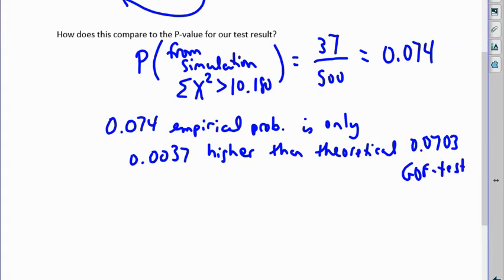So simulations are another great way to compare and test the situation to see if you have evidence that something should be rejected. But in this case, we don't have enough evidence to say that it's unusual. So again, we would not reject what Mars Candy said about their color proportions.